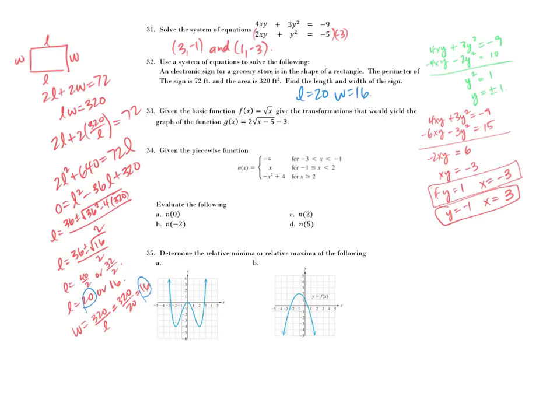Okay, and so given the basic function, what transformations would yield the graph of that? So this 5 here means I'm going to the right by 5. This 3 here means I'm going down 3. And this 2 here is a vertical stretch by 2.